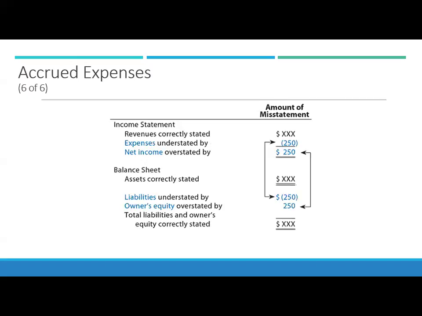And if we forgot to make this journal entry, our net income would be overstated, our expenses would be understated, and our liabilities would be understated, because we owe that cash to the employees. They've earned those wages, so that's a liability of the business.